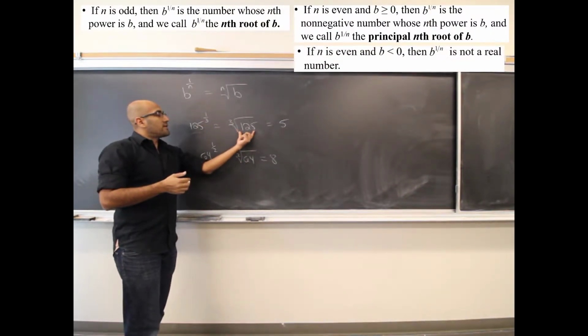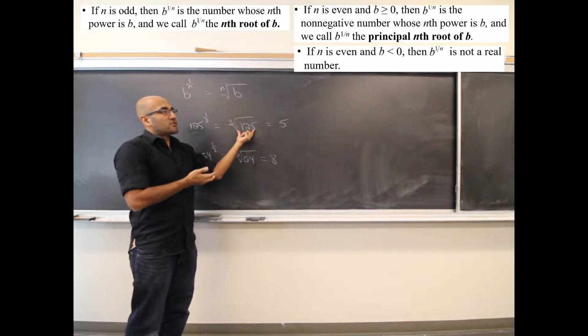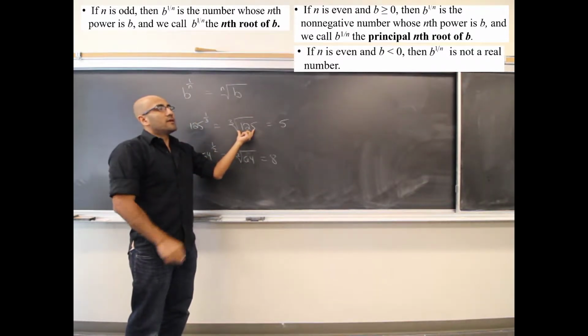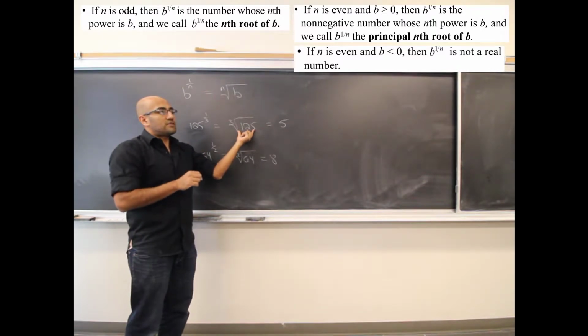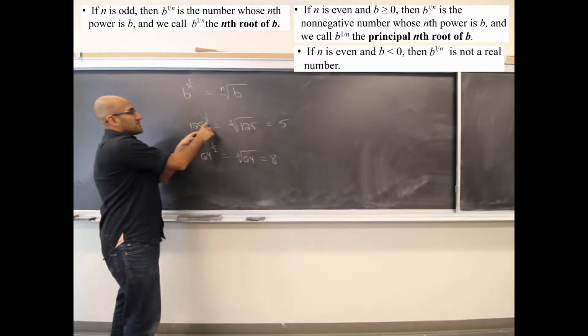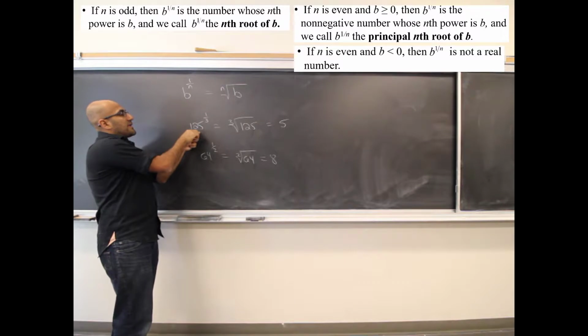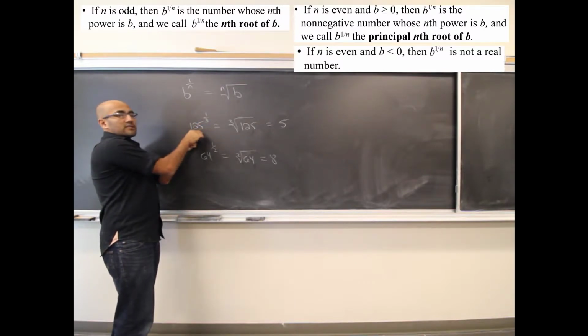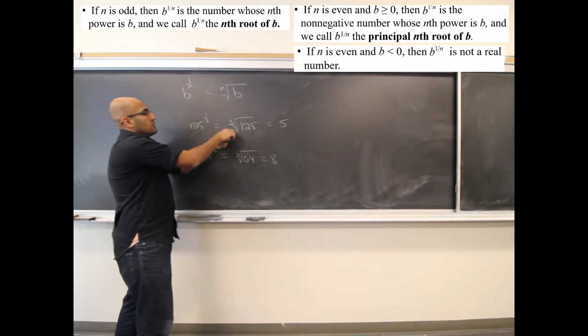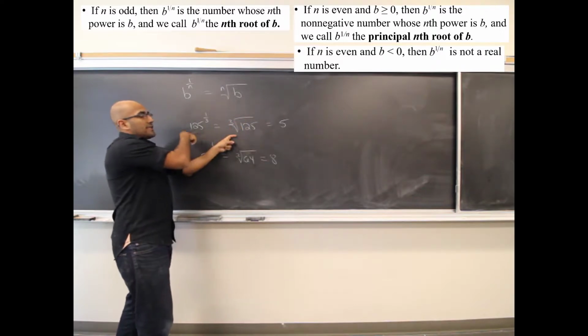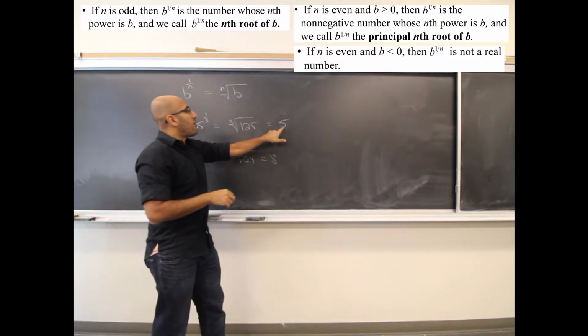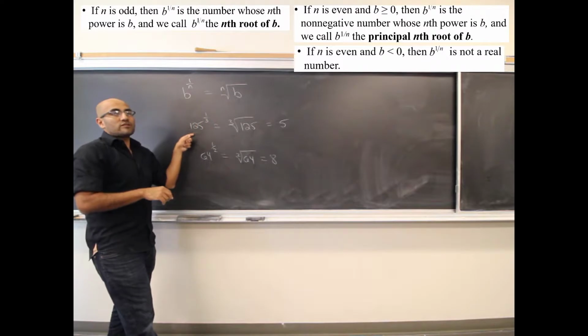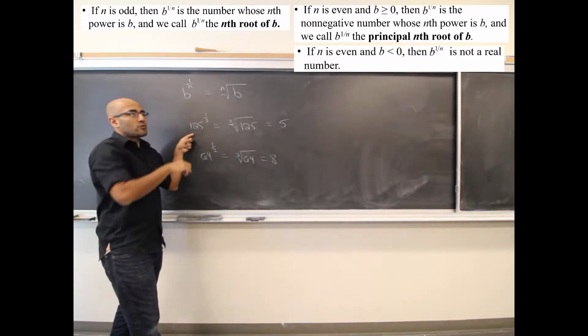If n is odd, then that's just the answer right there. So if n is odd, then b to the 1 over n, where n is odd, is a number whose nth power is b, and we call b to the 1 over n the nth root of b. So that's kind of like this. This one's odd. This is b to the 1 over n, where b here is the 125. So it's equivalent to that, and the answer is going to be 5, and we call 5 the 3rd root of 125. That's what that first rule is saying.